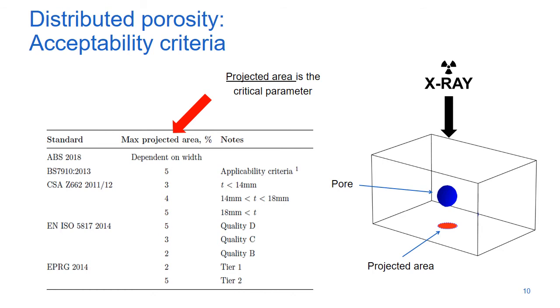X-ray images are a common method of detecting volumetric flaws in a weld. Therefore, most standards judge the acceptability of distributed porosities in a weld based on indications provided by radiographic images. A critical parameter used to define acceptance or not of distributed porosities is the projected area. This table summarizes the maximum projected area in percentage tolerated by several standards. Tolerated values range from 5 to 2%.